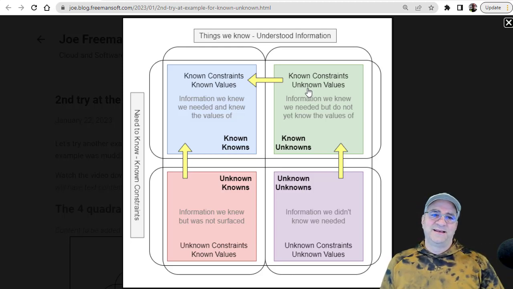Those are things we didn't know enough to know we needed, right? I'm going to give an example later. So it's information that we didn't know we needed. Unknown constraint with an unknown value.